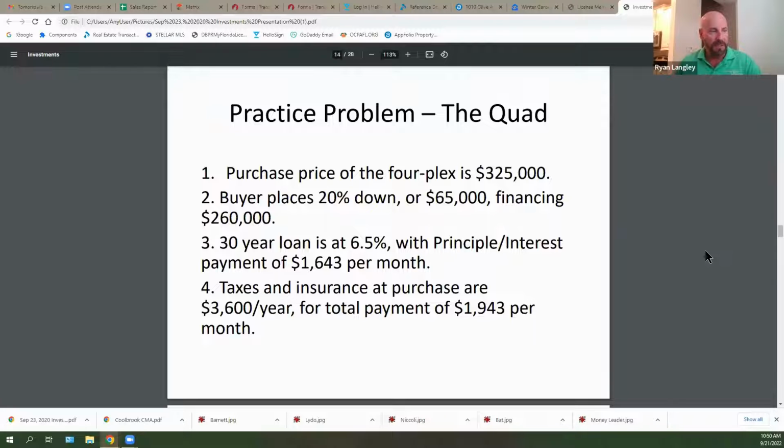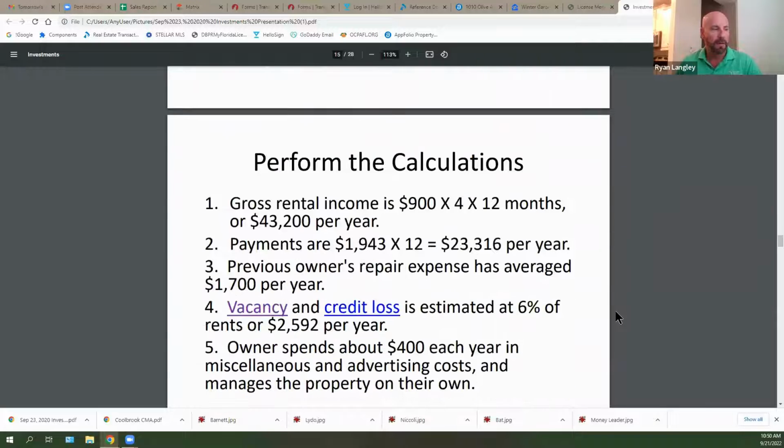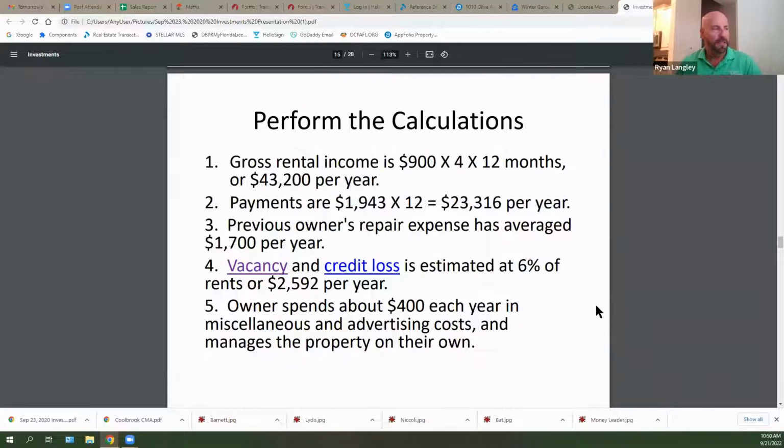The 30-year loan is at 6.5% with a principal and interest payment of $1,643 per month. Taxes and insurance at purchase are $3,600 per year, like we talked about before, for a total payment of $1,943 per month. So all I did was take that $3,600 a year, that's $300 a month, and added it to our principal and interest, right? So $1,943 a month. This is with leverage, right? All right, perform the calculations. We got the $43,200 a year. The payments times 12 months are $23,316 per year.